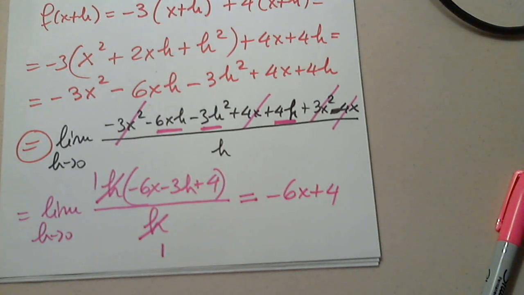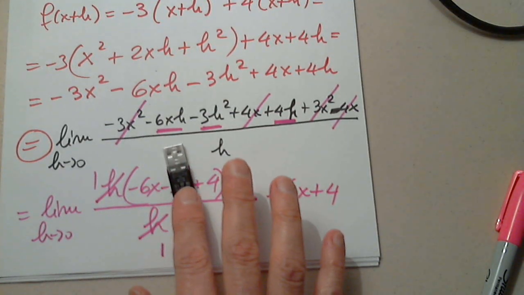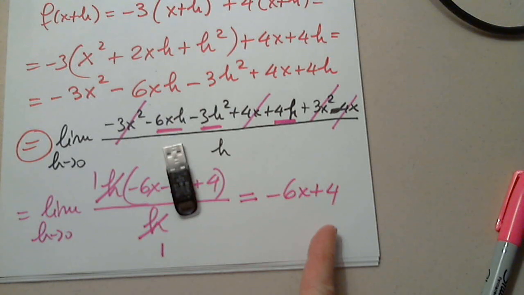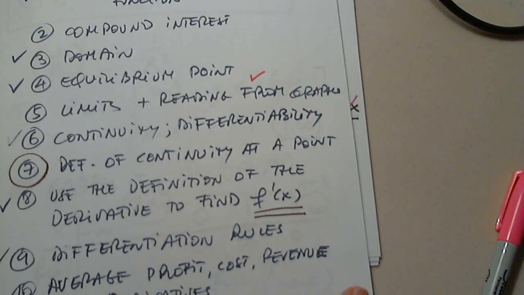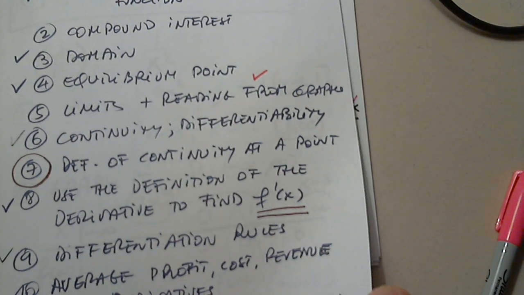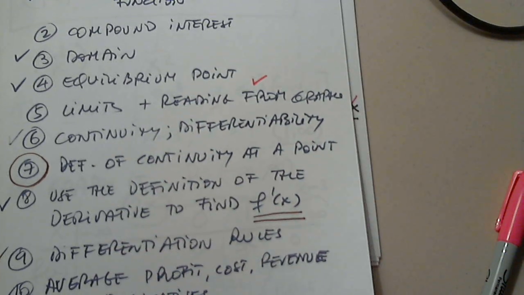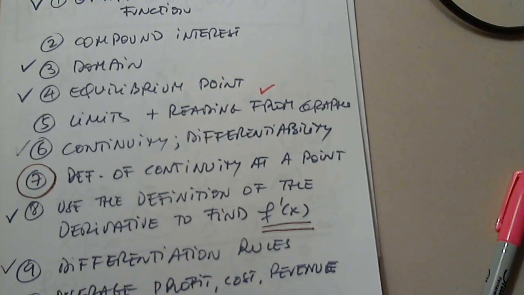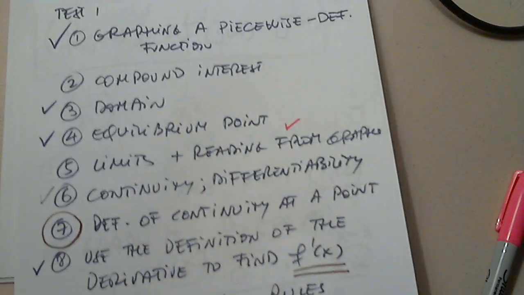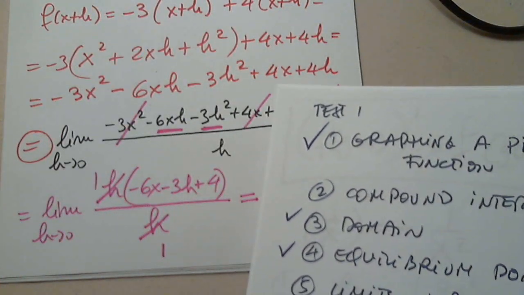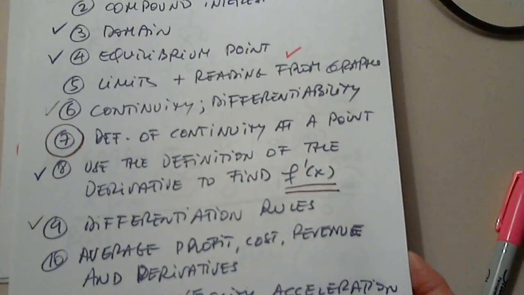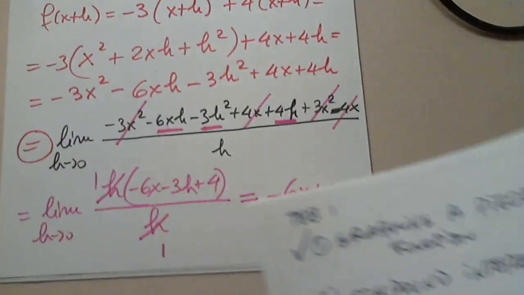When h approaches 0, negative 6x plus 4. Good. Can we do a harder one of these? No, I'm kidding. We can, but let's finish. The harder ones are a ratio, so we can choose a ratio in a moment. But let's say it again.